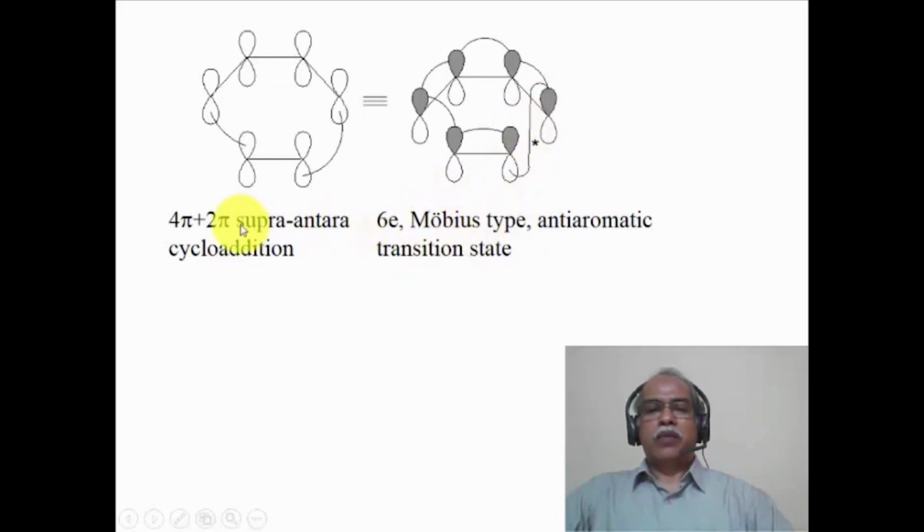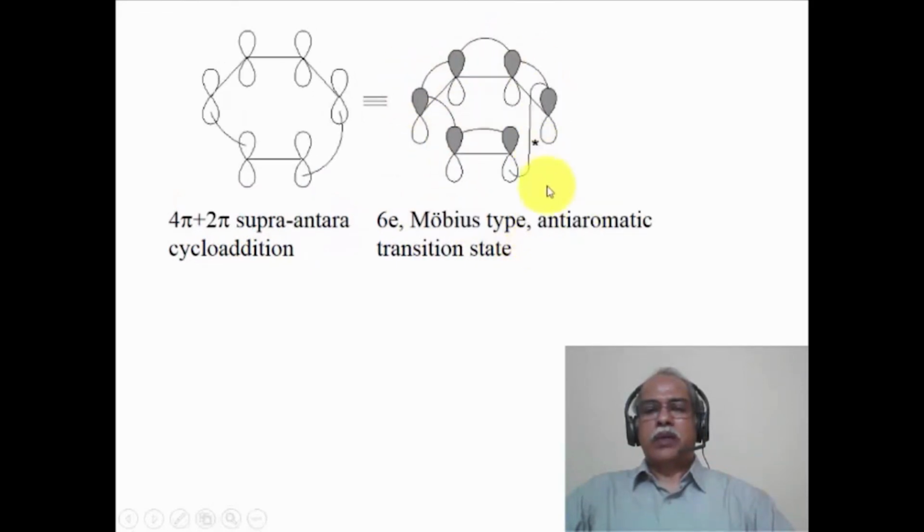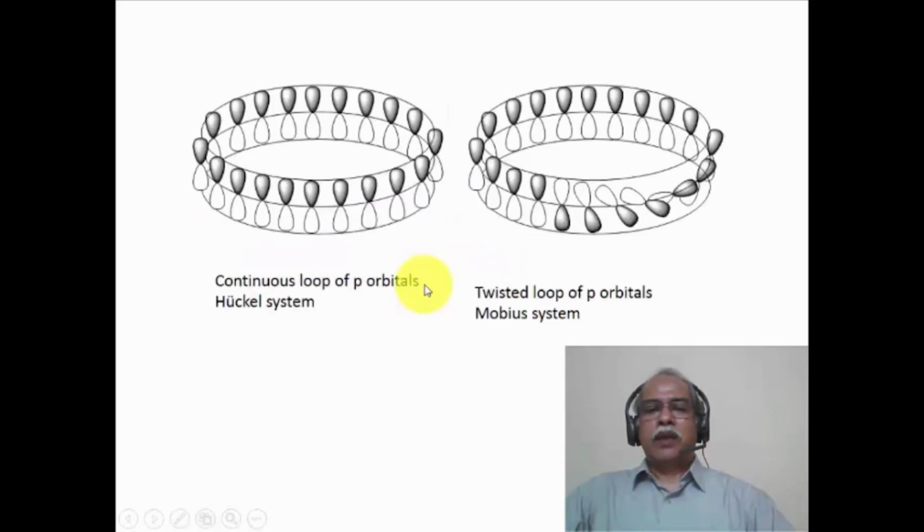A 6 electron system with a continuous overlap of molecular orbitals of this type, which will correspond to a Huckel type, will be aromatic. With a twist it will be a Mobius strip and it will be an anti-aromatic transition state. Now this picture essentially tells you what a Huckel strip of a continuous loop is and what a Mobius type of continuous loop is.